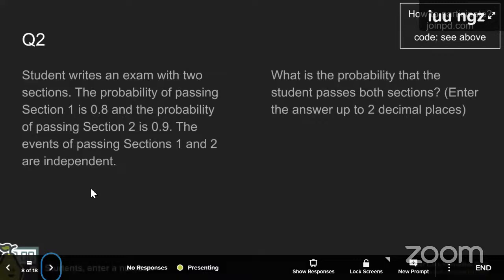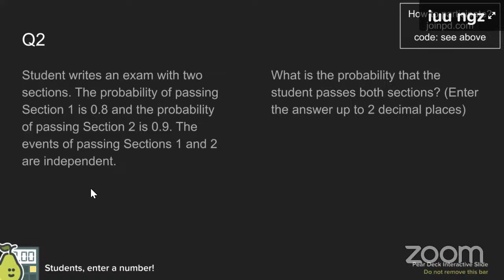The question says, a student writes an exam with 2 sections. The probability of passing section 1 is 0.8 and the probability of passing section 2 is 0.9. The events of passing section 1 and 2 are independent. Then what is the probability that the student passes both the sections?